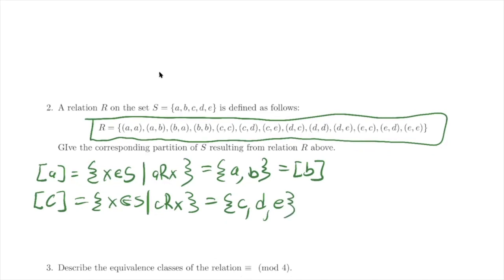And I think that covers the basis there. So from this relation, we would have two equivalence classes: the equivalence class for A and B, and the equivalence class of C, which contains the other three elements. So the partition here would be {A, B} and {C, D, E}.